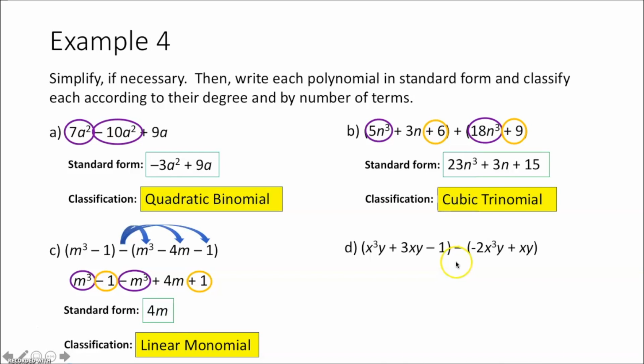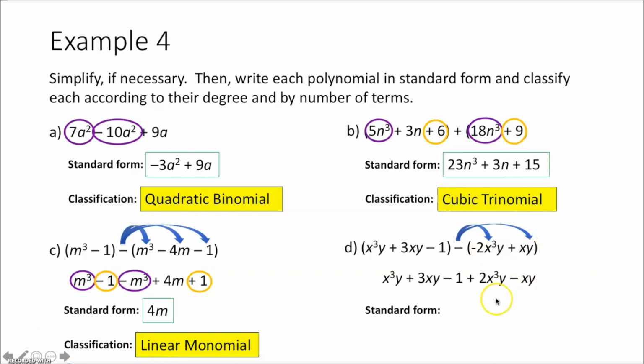Last but not least, we have D. We're again subtracting. This time it's a trinomial and a binomial. So we go ahead and distribute this negative to each of the terms in our binomial. And we end up getting x to the third y plus 3xy minus 1 plus 2x cubed y minus xy.